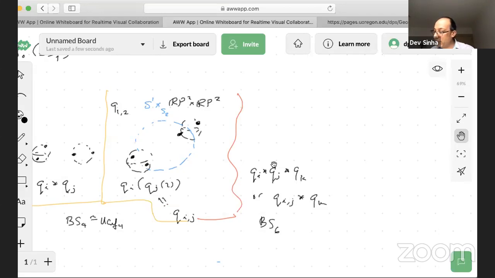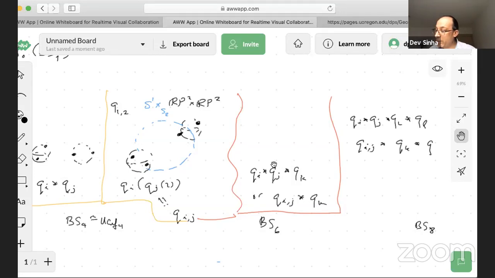Oops, sorry about that. And then it gets even more interesting, although not in an essentially different way, if we look at BS8. So there I can have QI star QJ star QK star QL, or QI star QK star QL, or QIJ star QKL. So that would be 8 points really broken up into 2 groups of 2 that are dancing around each other.